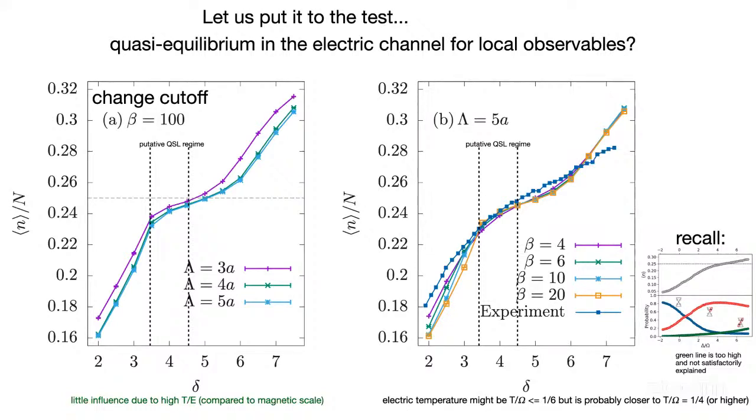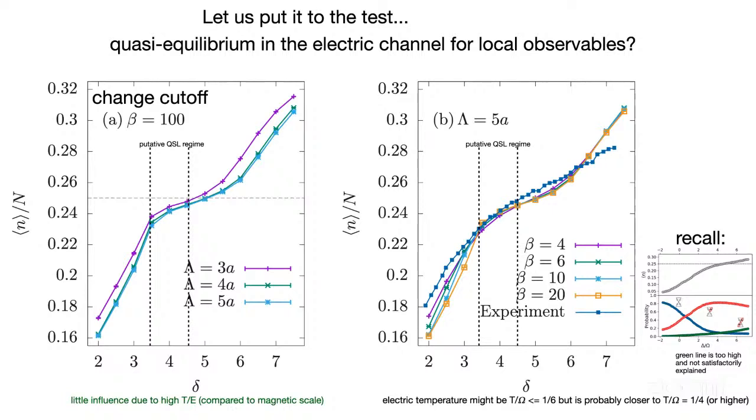So if the electric channel is in equilibrium, the simplest observable would be just the number of Rydberg excitations. Yeah? So when we look at the number of Rydberg excitations, and for ease of calculation, I have to take a cutoff that is big enough, say 5. So in experiment on the right figure, the data are shown with the blue squares, and different temperatures, 4, 6, 10, and 20, are superimposed.